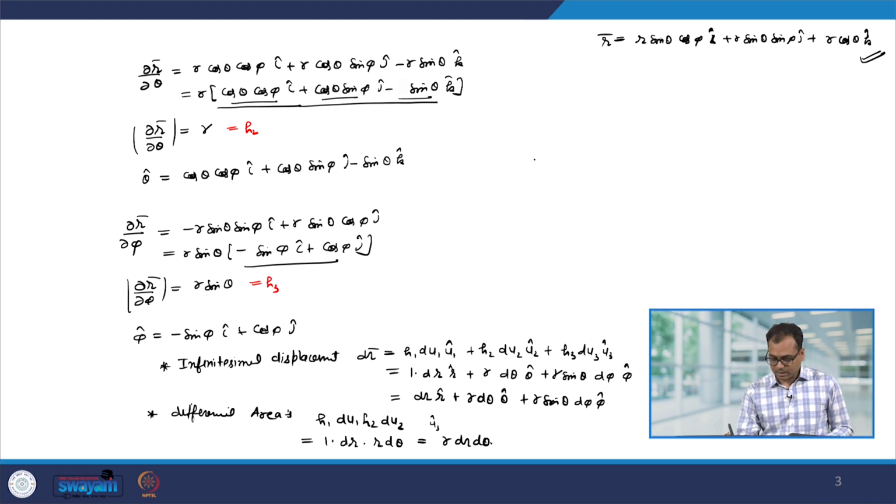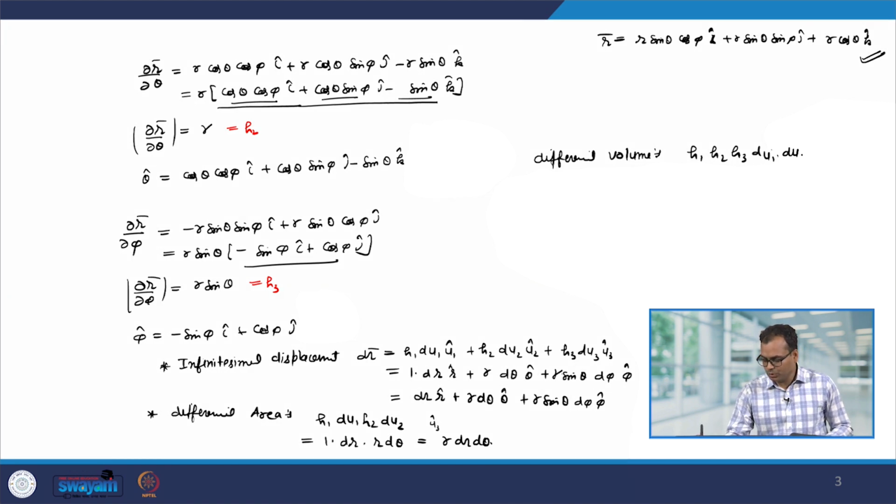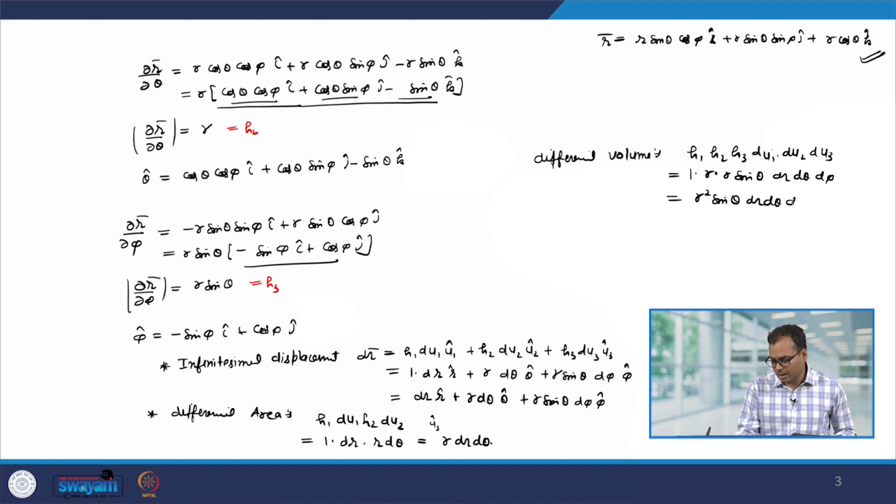Now, let us look at the differential volume. So, we know that it is h1, h2, h3 du1 du2 du3, and this becomes 1 r r sin theta dr d theta d phi. So, this becomes r square sin theta dr d theta d phi.